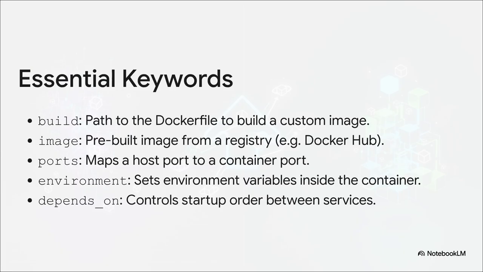Inside each service, we use a few essential keywords to tell it what to do. For our custom book service, we use build to tell Compose where to find its Docker file. For the database, we use image to just pull a pre-built MySQL image straight from Docker Hub. Ports works exactly like it did with Docker Run. It just maps a port on our machine to a port inside the container so we can access our app.